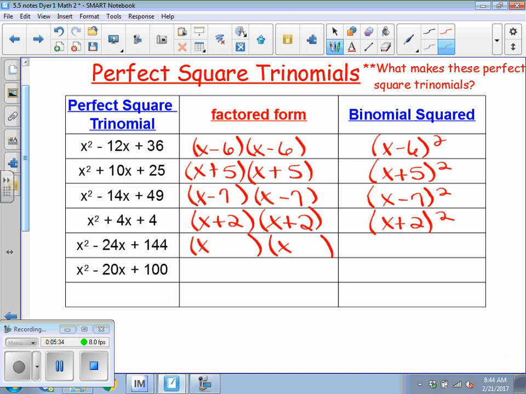Okay? Now, what's this one? Factor this one. 12 and 12, positive or negative? Negative 12 and negative 12. Because when you combine those, negative 12x and negative 12x gives you negative 24x. So that's x minus 12 squared. Okay? And the last one.